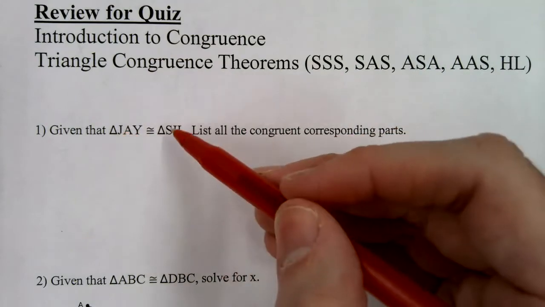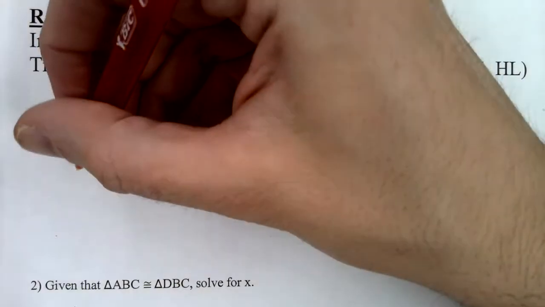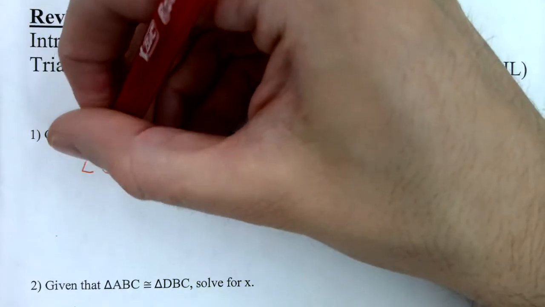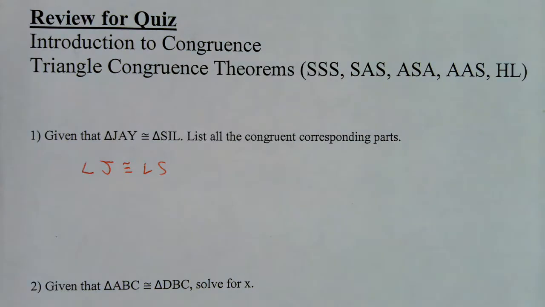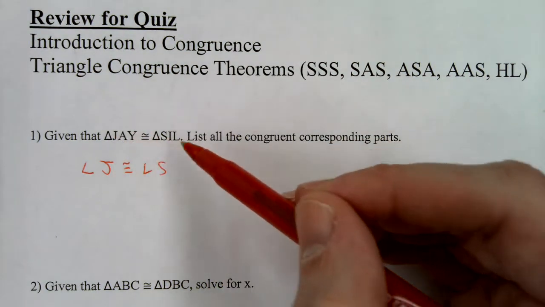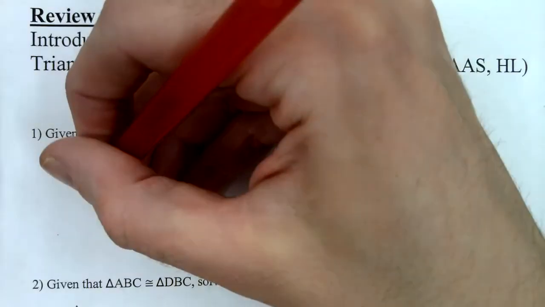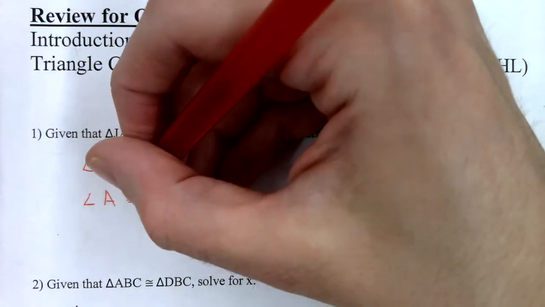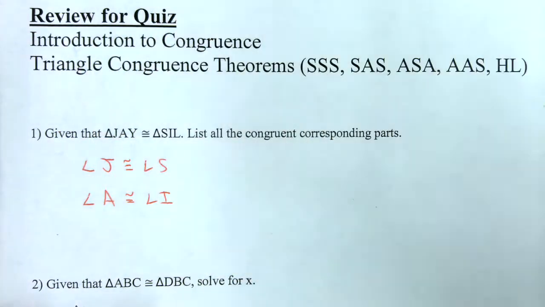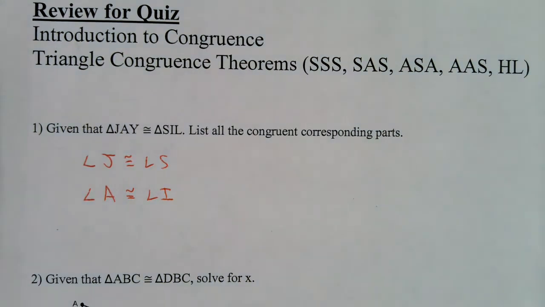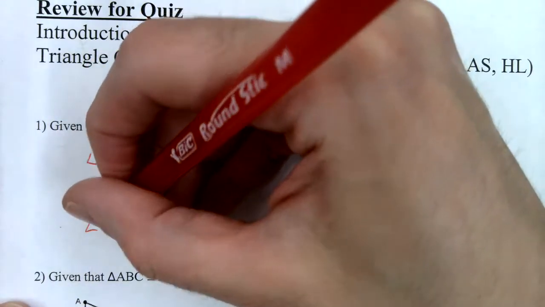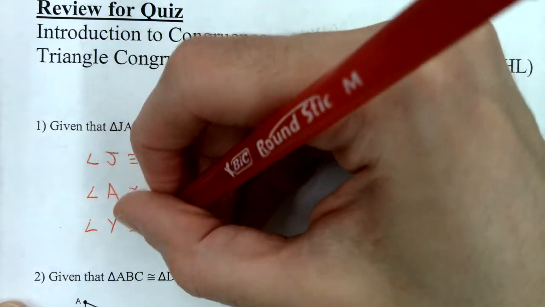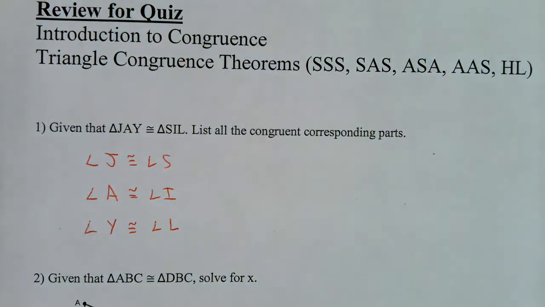Angle J is listed first, so that corresponds to angle S, which is listed first. So angle J is congruent to angle S. Then A is listed second, and I is listed second, so angle A is congruent to angle I. And then Y is listed third, and so is L, so angle Y is congruent to angle L. So we took care of all the angles.